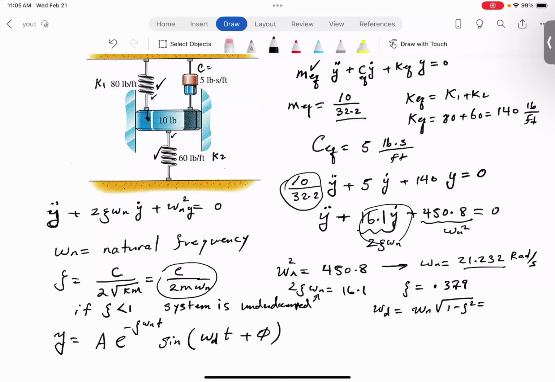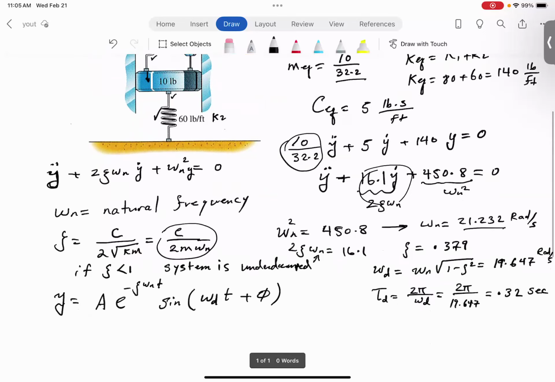So it comes out to be equal to 19.647, and that's radians per second. And then if you want to know the damped period, you just take 2 pi and divide by omega d. So 2 pi divided by 19.647. That means this oscillating sine wave keeps repeating itself every 0.32 seconds.